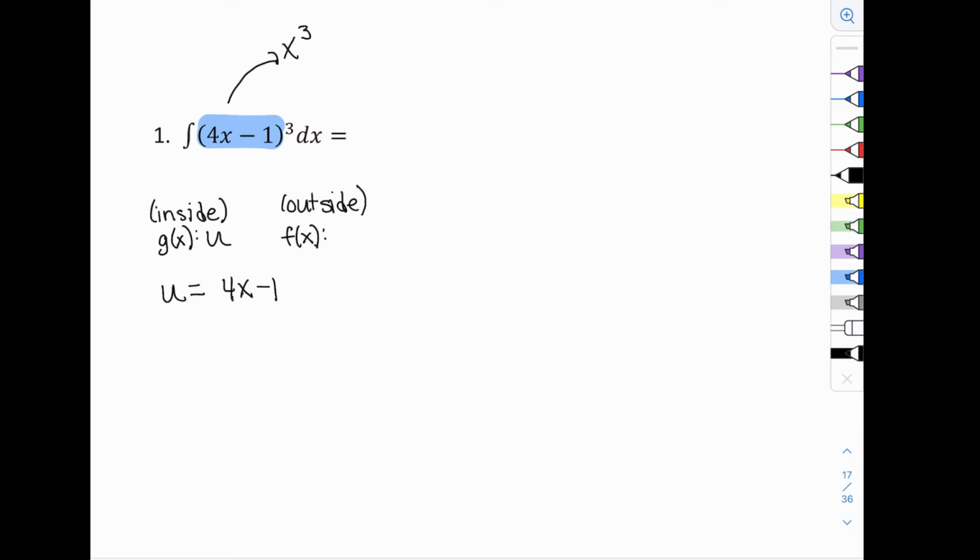Now we're going to take the derivative. And so using the notation we've talked about so far, we would say that the derivative of u with respect to x is going to be 4. And now this is important though, is that I need to get du by itself. And so I'm going to multiply both sides by dx. So I have that du is equal to 4 dx.